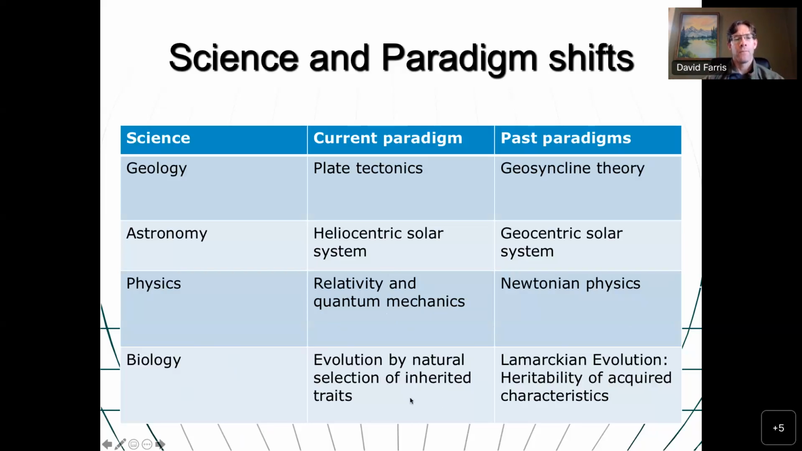In biology, the current paradigm is evolution by natural selection of inherited traits. This is what Charles Darwin came up with in the 19th century. A past paradigm was Lamarckian evolution, where you have heritability of acquired traits. The idea would be that a giraffe has a long neck because it stretches to reach fruit, so its neck gets longer over its life, and then it passes that longer neck on to its offspring. That's, for the most part, not the case in terms of how evolution works. So those are examples of different scientific paradigms and how they have changed over time.